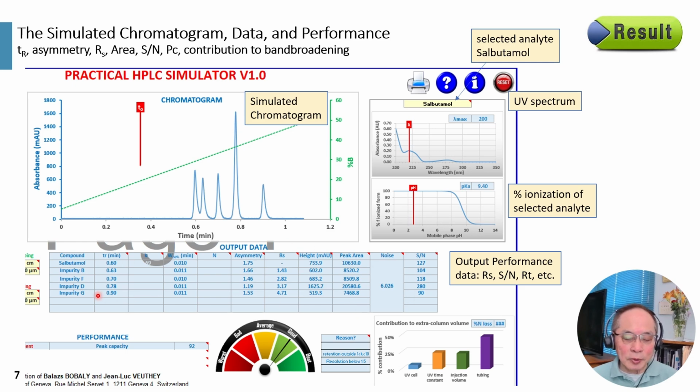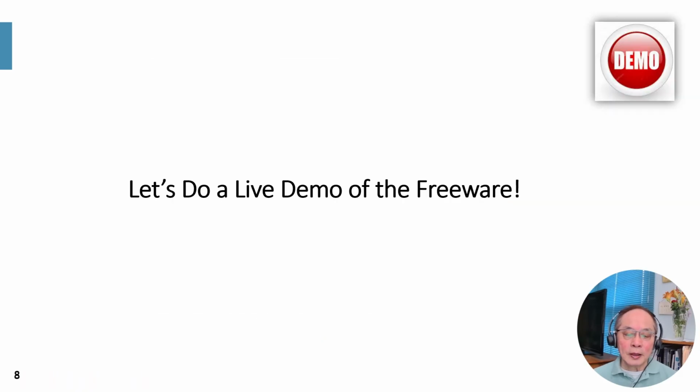And those are the output data. Some of the parameters such as peak symmetry, signal-to-noise ratio, and peak width at half height are shown here. And here is also the peak capacity, shown here as 92. And here is the window for looking at the percentage of column efficiency realized. So you can demo how you can minimize that loss of column efficiency. So let's do a live demo of the freeware.